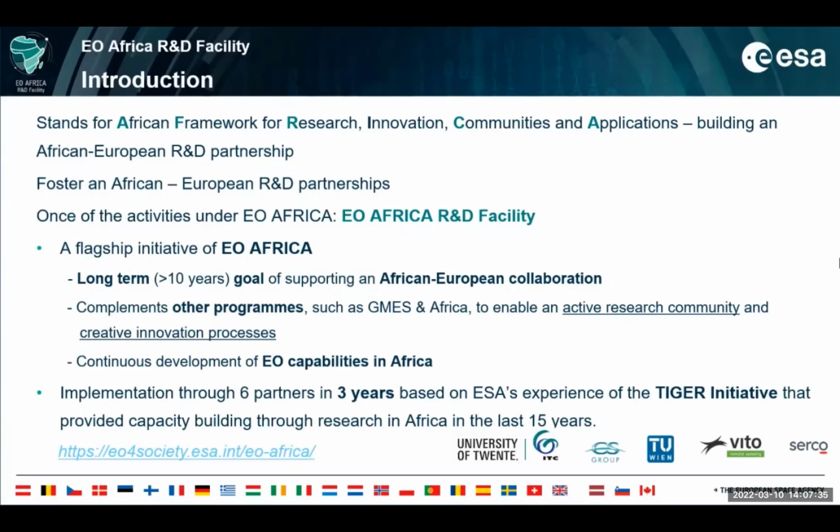This project is being developed by 6 partners. University of Twente is the leader of the project, and we also have CS Group France and CS Romania, Serco, TUVN, and Vito. Altogether, 6 partners are going to implement the EO Africa facility within 3 years based on the previous ESA experience of the Tiger initiative that provided capacity building through research in Africa in the last 15 years. And now we have EO Africa R&D facility which continues this work.